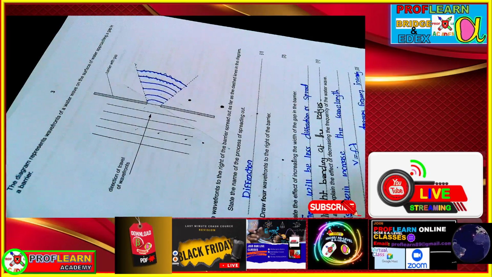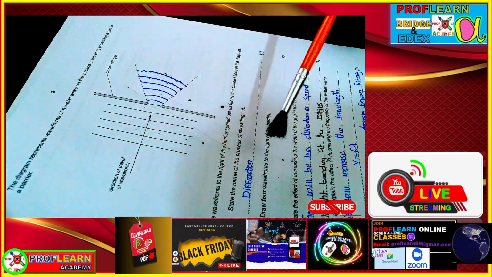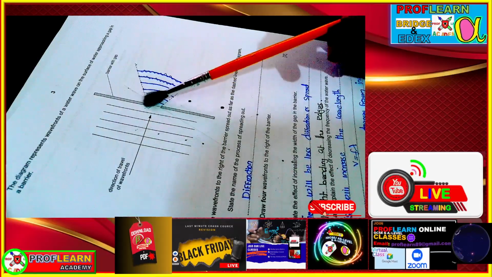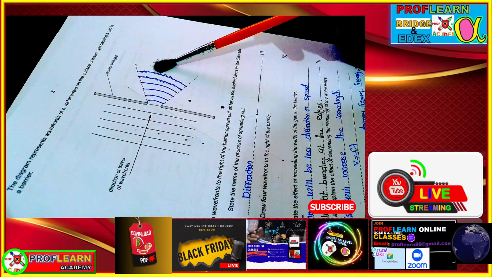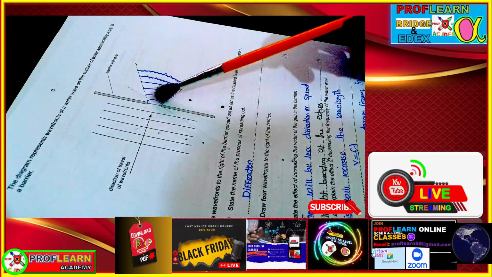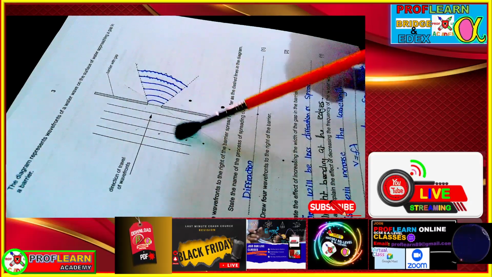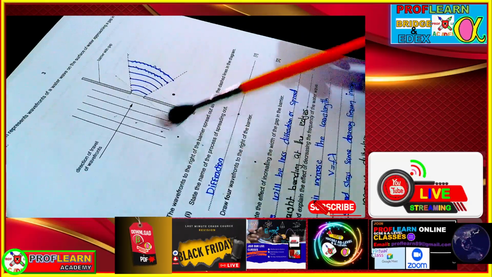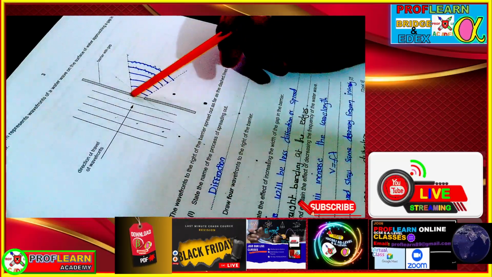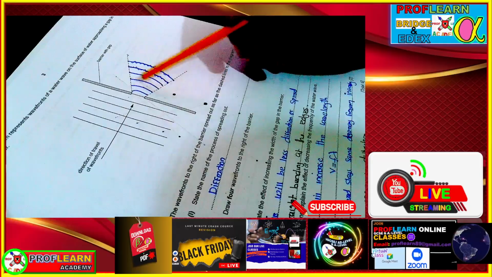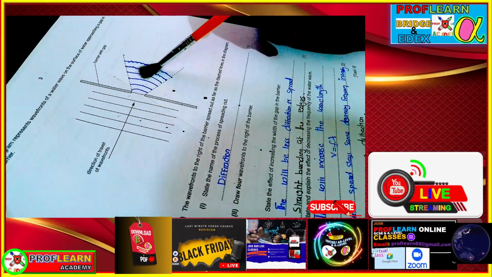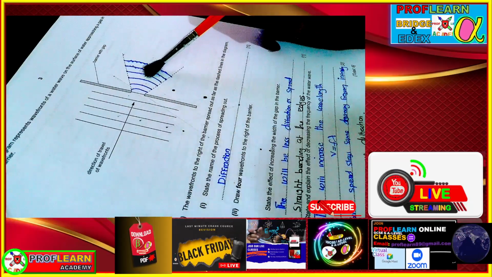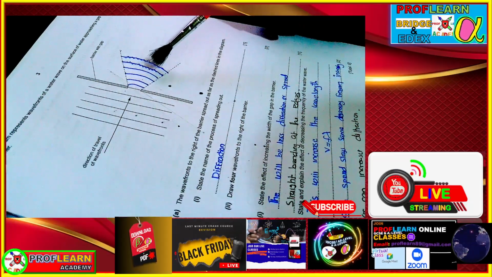Sometimes you may be given a question whereby you are supposed to complete the waves after they pass through the gap. How are they going to emerge out? If the gap is almost equal to the wavelength, if the gap that you are having here is a small gap, the waves are going to emerge as circular waves. That's why you can see here they are circular. And this process is called diffraction.